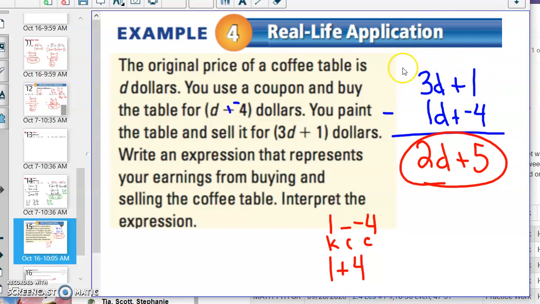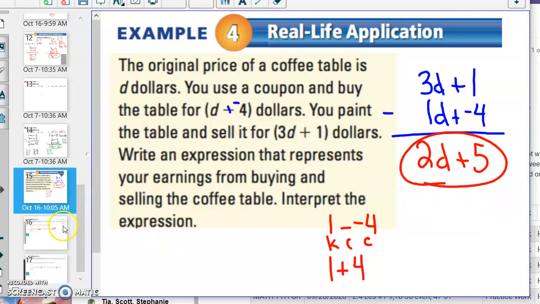Well, what I have to do is the amount of money I made, I have to subtract the amount that I paid for it. So then 3D minus 1D leaves me with 2D. 1 minus a negative 4 turns into 1 plus 4, which is 5. So this is the amount that I would make from buying and selling the coffee table.